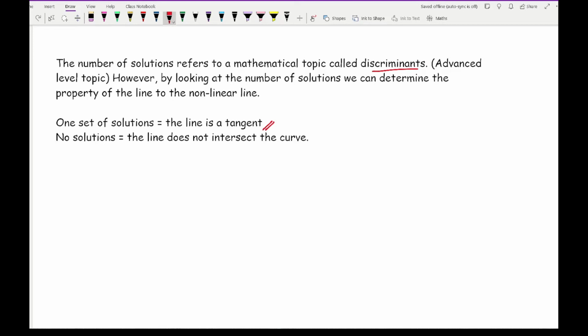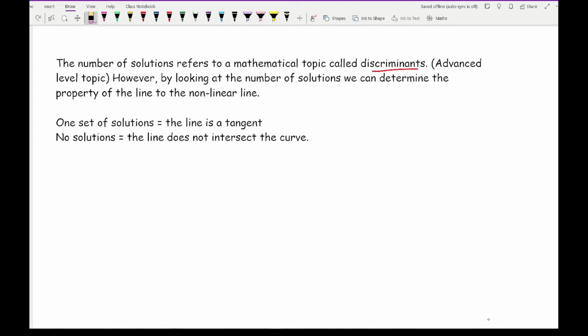So even though you may not get asked to work out the number of intersection points, you may get asked to interpret your answer, and if you've only got one set of answers, then it means that the straight line is going to be a tangent, and if there are no solutions, then it means that the curve and the straight line do not intercept.